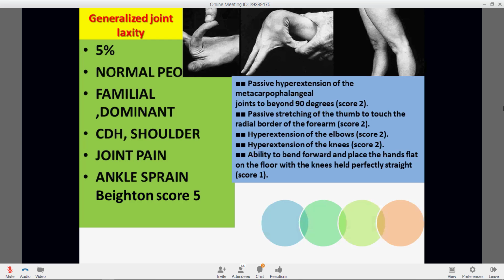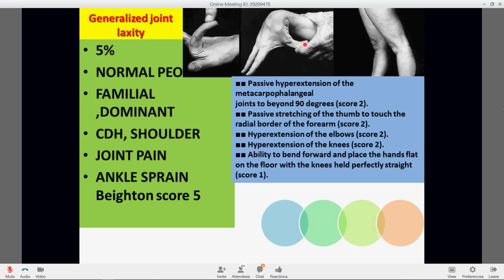If somebody has a score of 5, he may have this condition, and this includes excessive hyperextension of the metacarpophalangeal joint beyond 90 degrees. We give him 2. Passive stretching of the thumb to touch the radial border.